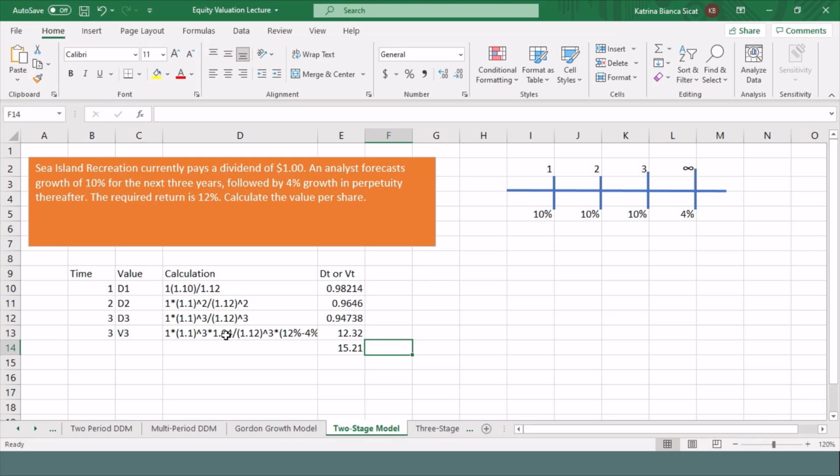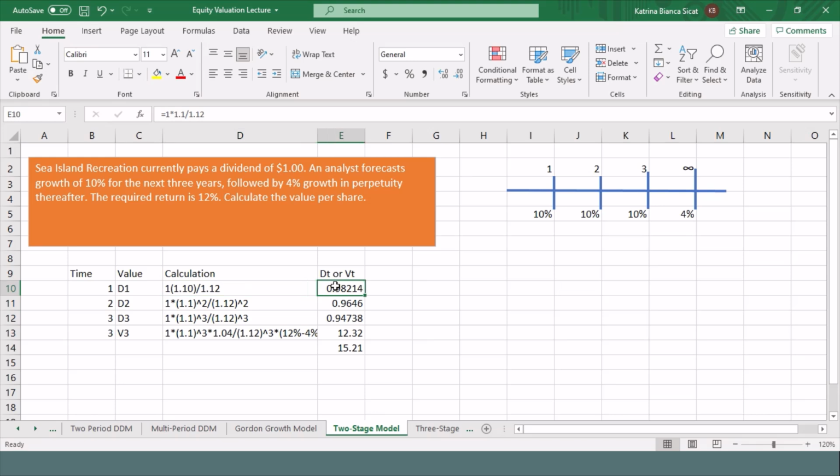Okay, having said that, we are just going to apply the concept of what we have been doing in our single period, two period, and then the multi-period DDM concept. As you can see right here, the calculation is 1 because that is the D0, the last issued dividend. That's 1 multiplied by the short-term growth rate, which is 10%, divided by 1 plus your R, which is 1.12.